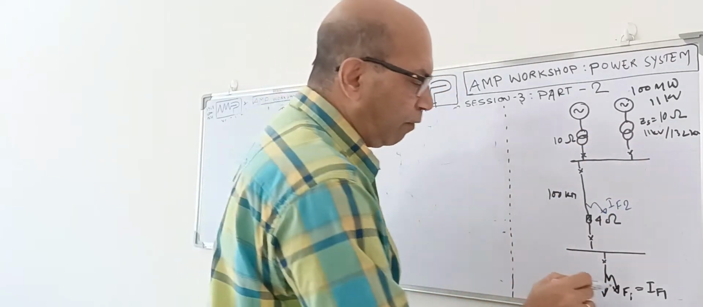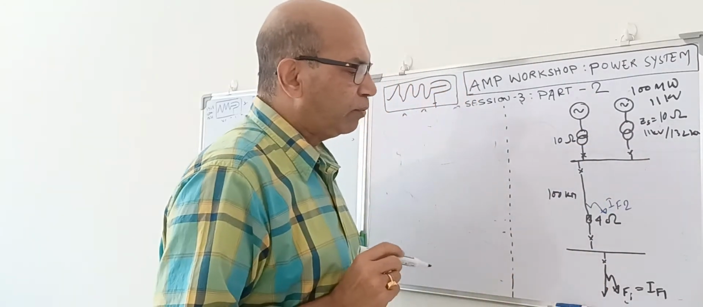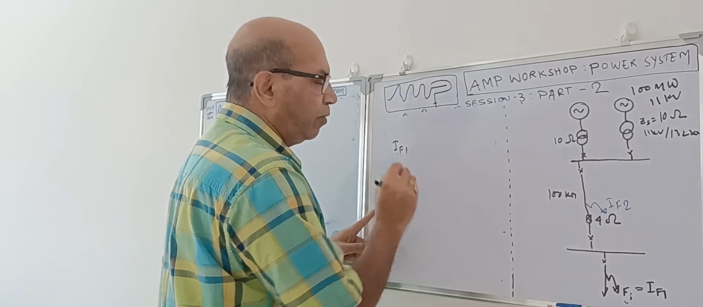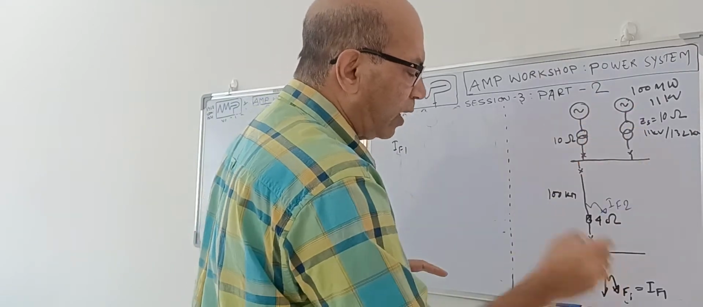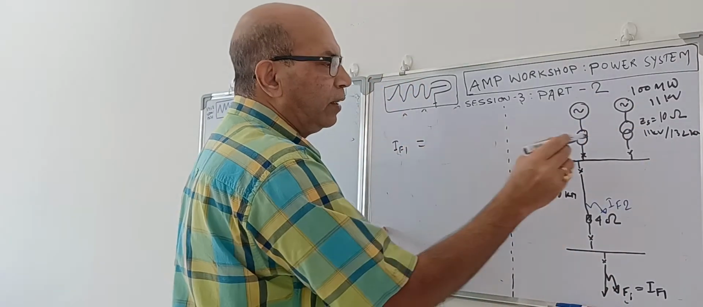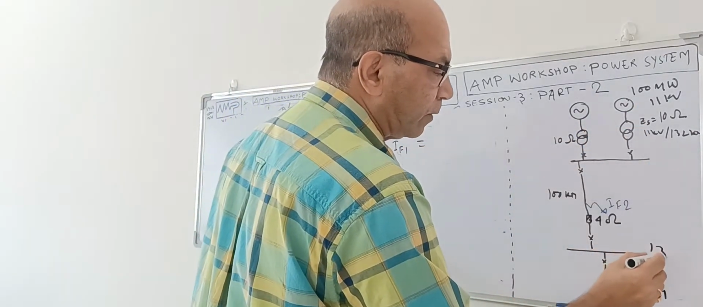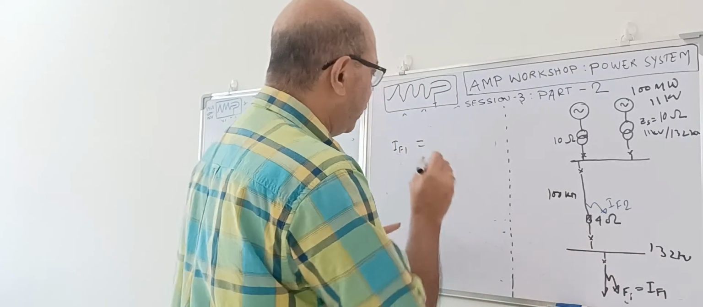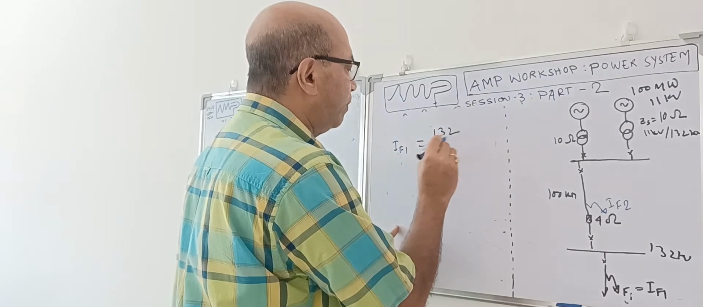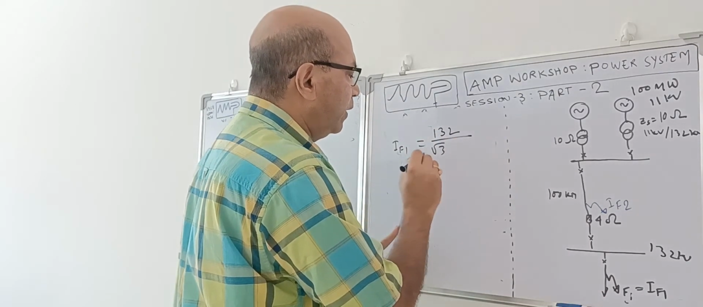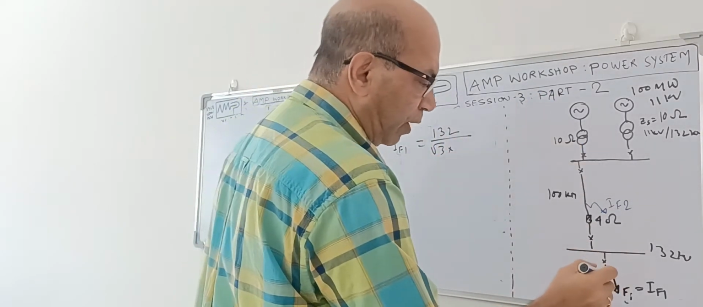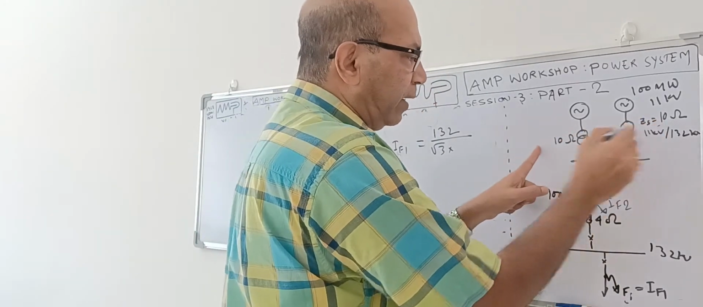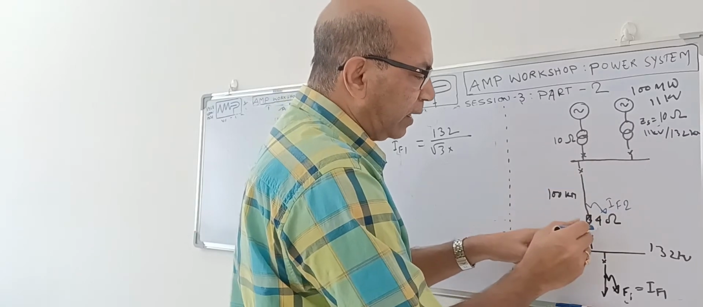Now suppose there is a fault over here. How much fault current will flow? The formula is very simple. Fault current IF1: if the fault is on the 132 kV bus, the phase voltage is line voltage divided by √3, divided by impedance. Up to this point, what is the impedance? Here the two generator impedances are connected in parallel, 10 ohm and 10 ohm, and then there is this line of 4 ohm.